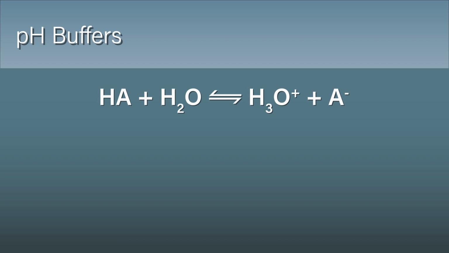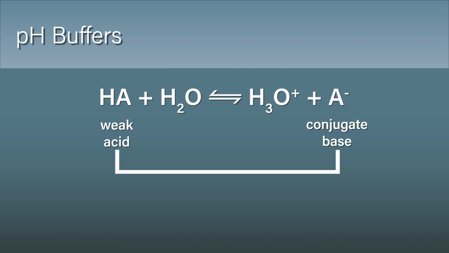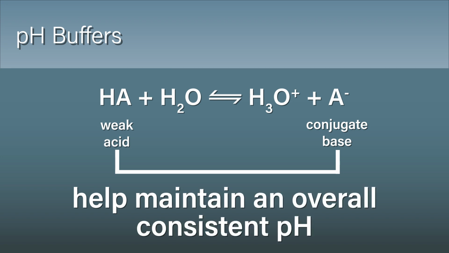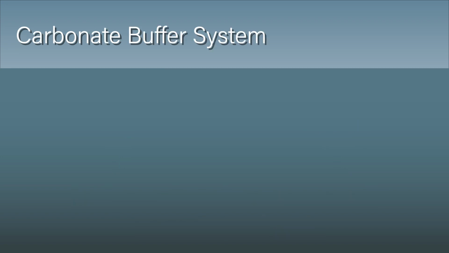pH buffers are solutions of weak acids with their conjugate bases or weak bases with their conjugate acid. They lessen the effect of additional acids and bases and therefore help maintain an overall consistent pH. In freshwater systems, the most available buffer is the carbonate system.